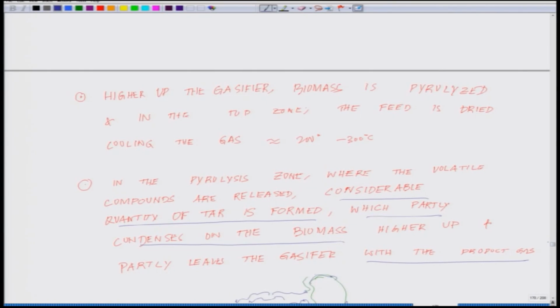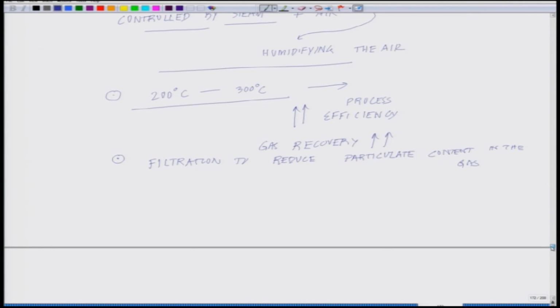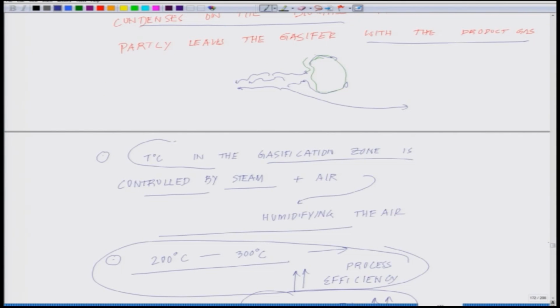Second, what we talked about, higher up in the gasifier, biomass is pyrolyzed in the top zone and the feed is dried, and the gas is cooled to around 200 to 300 degrees centigrade. And in the last part we mentioned that 200 to 300 degrees centigrade increases the process efficiency as well as the gas recovery. Another aspect, the temperature out here is controlled by the steam.